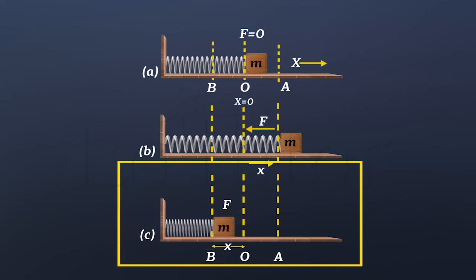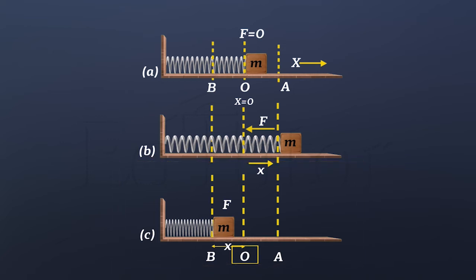As the mass moves from O to B, the restoring force that is directed towards the mean position increases in strength, and therefore the speed of the mass decreases as it moves towards the extreme position and becomes 0 at extreme position B. Ultimately, the mass returns to the mean position O due to the restoring force. This process is repeated and the mass continues to oscillate about the mean position O.